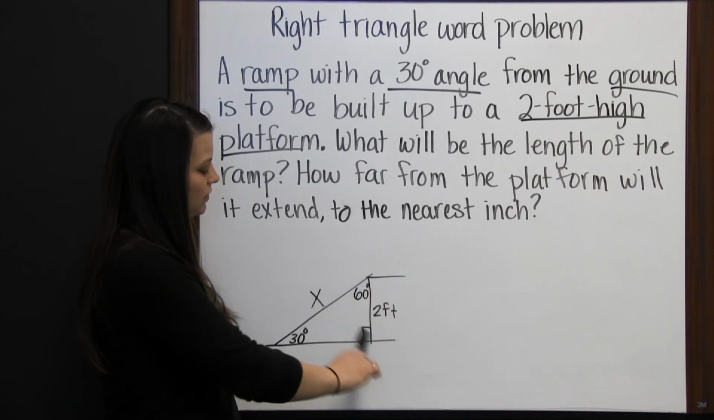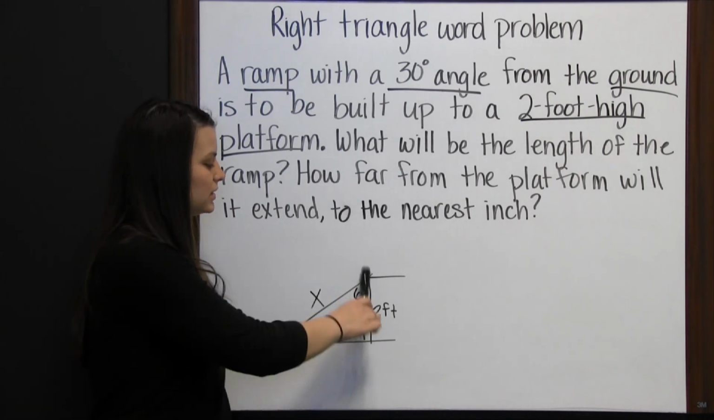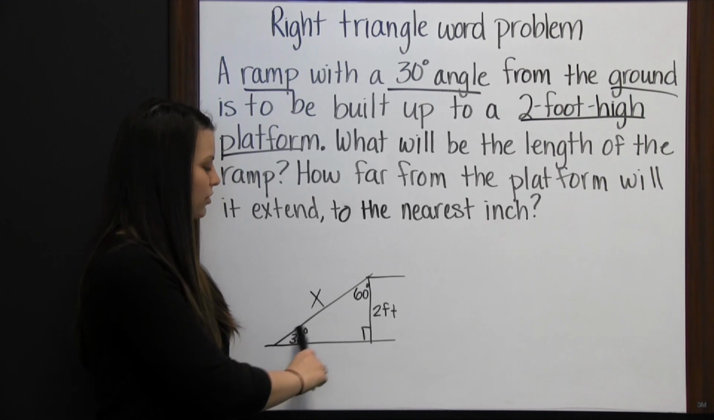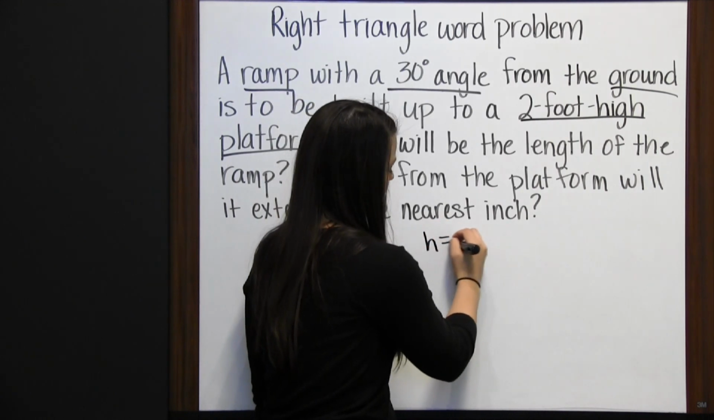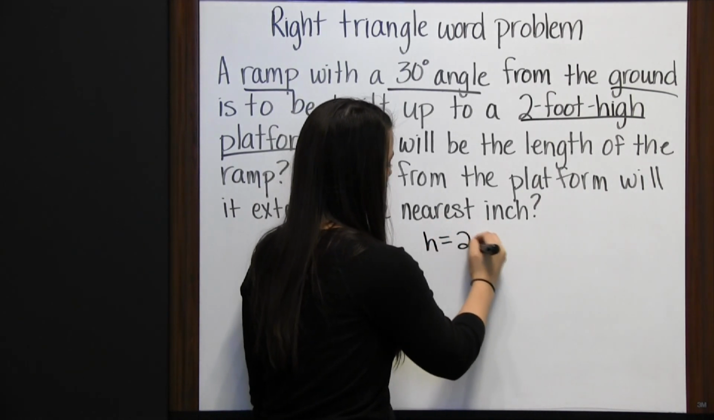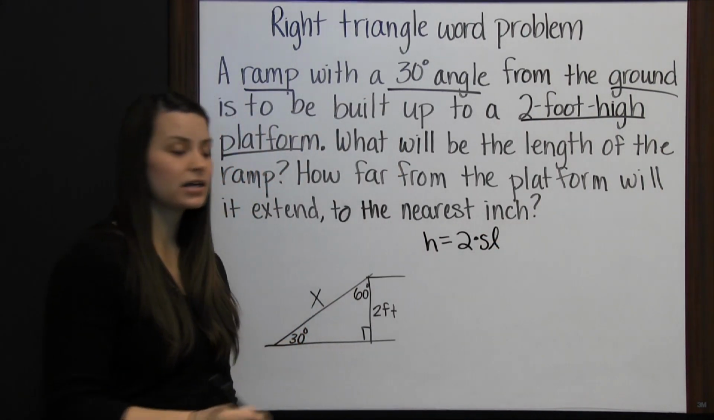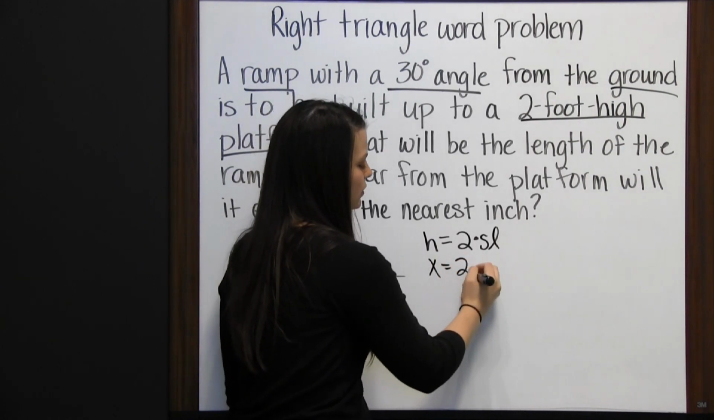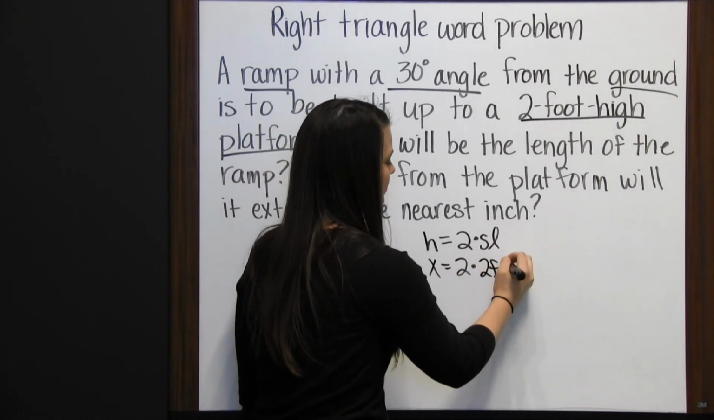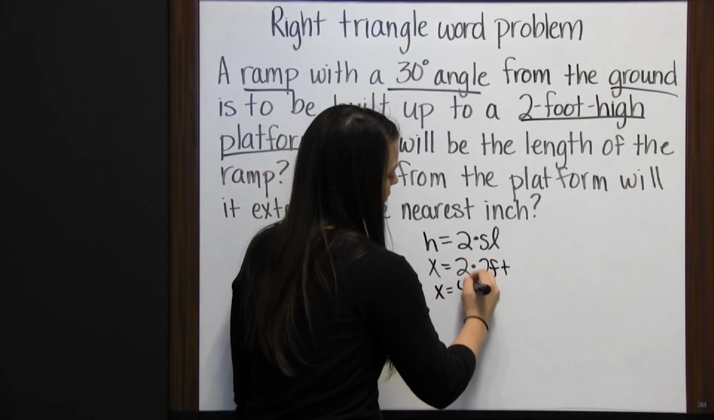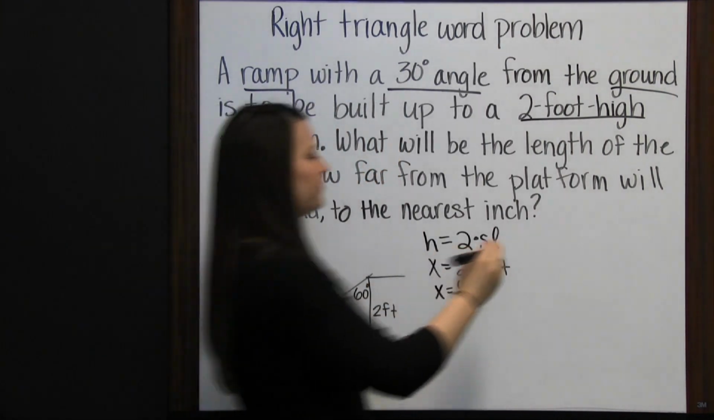Our ramp is across from the 90-degree angle, therefore that's our hypotenuse. The leg we know is across from the 30-degree angle, so it's our shorter leg. And the hypotenuse of a 30, 60, 90 triangle is twice as long as the shorter leg. Our hypotenuse, again, we're using x for, equals 2 times the shorter leg, which is that 2-foot side. So 2 times 2 feet, which means x is 4 feet. Therefore, the length of the ramp is 4 feet.